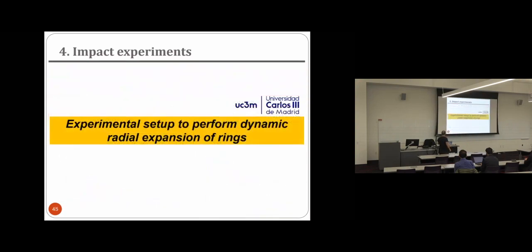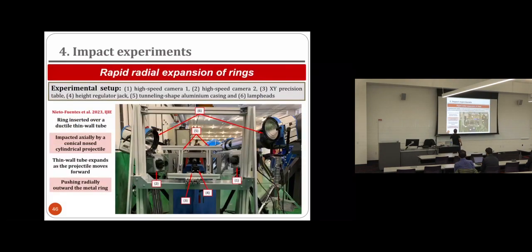Okay. So that was the problem of the expansion of thin wall tubes. I will show you here the configuration that we developed to perform a radial expansion of rings, which in fact is based on the radial expansion of tubes. So again, you can see here our lab, right? This is the gas gun, this is camera 1, camera 2, and the lamp heads that we have here because we need to provide a lot of light in order to be able to record the samples.